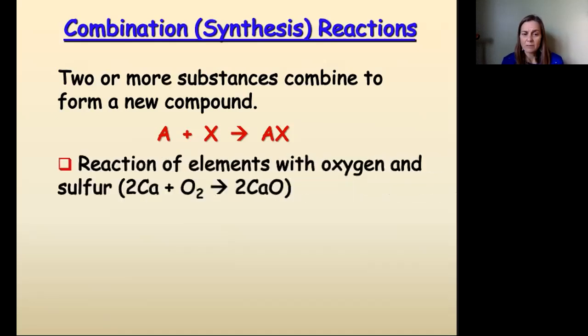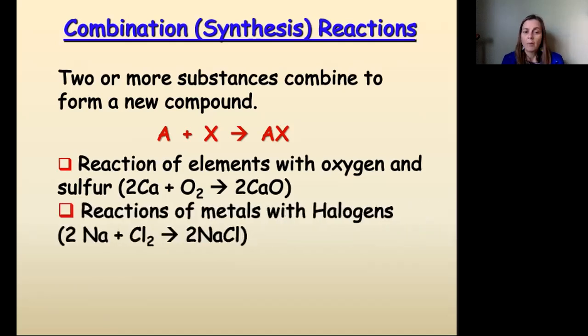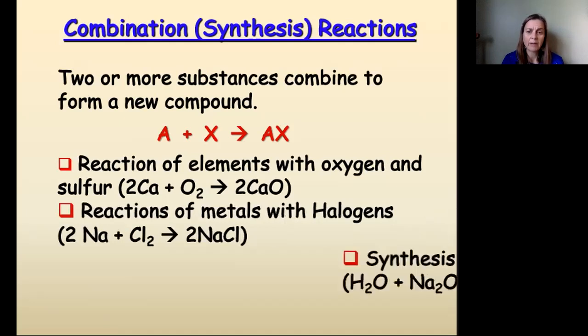And some examples of this: most elements will react with oxygen or sulfur. So if we have calcium and we expose it to oxygen, we'll get calcium oxide. So we started with two elements and we wound up with a compound. Metals and halogens. So sodium with chlorine gas is going to make sodium chloride. Here again, we have two elements coming together to make a compound.